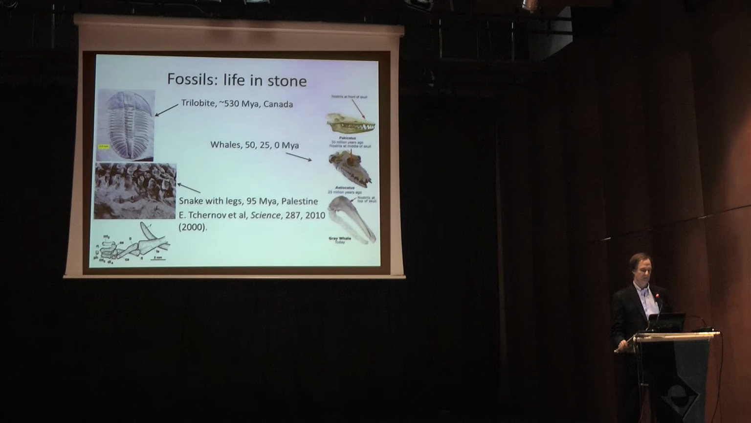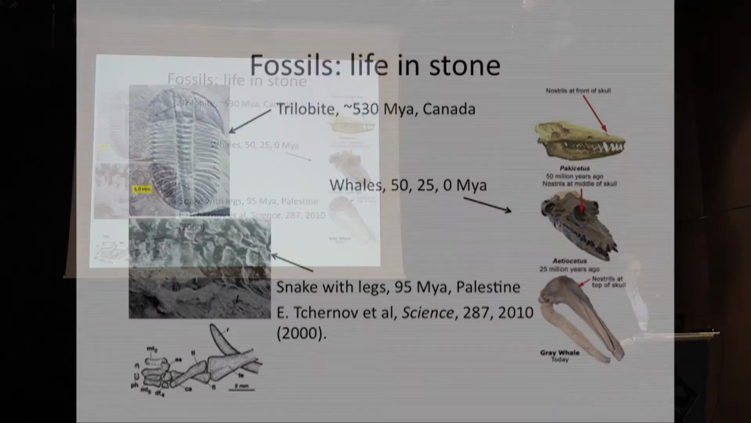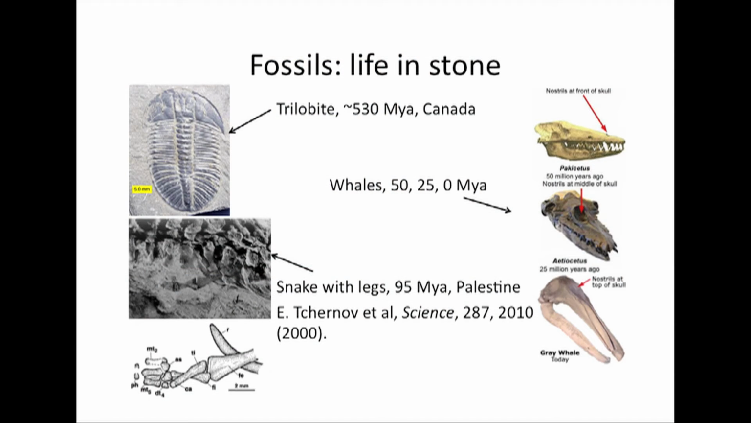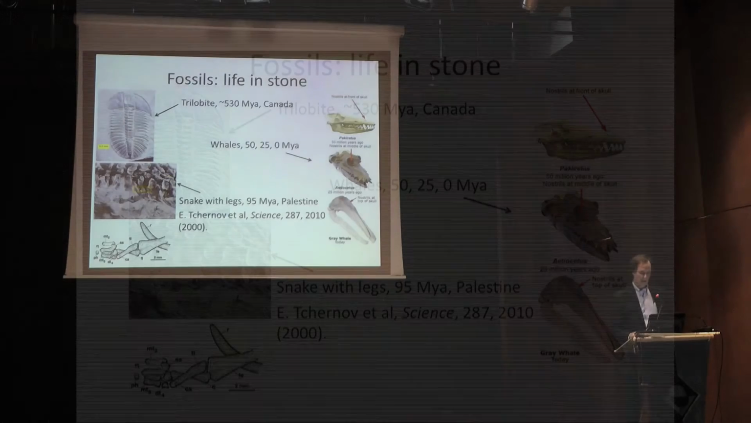Among the oldest well-known ones are these strange, almost fish-like objects that lived in ancient seas called trilobites, 3 lobes from their appearance. They lived between almost 600 million years ago, 500 million years ago, until about 250 million years ago. And here's an example of a fossil trilobite from Canada.